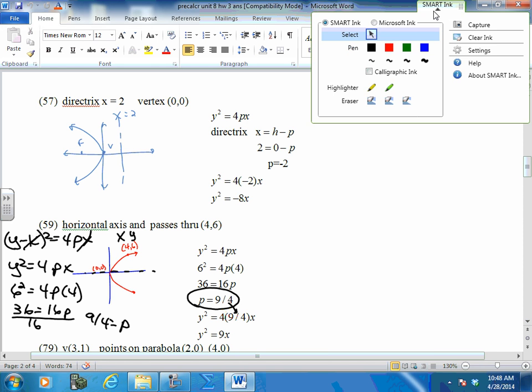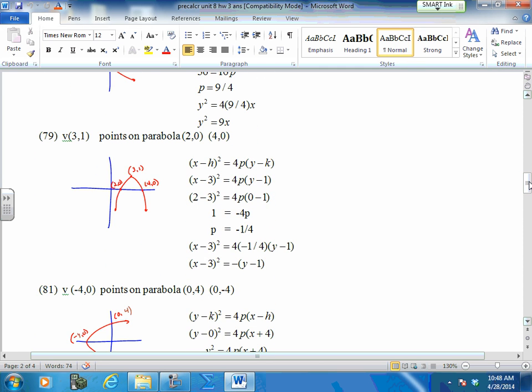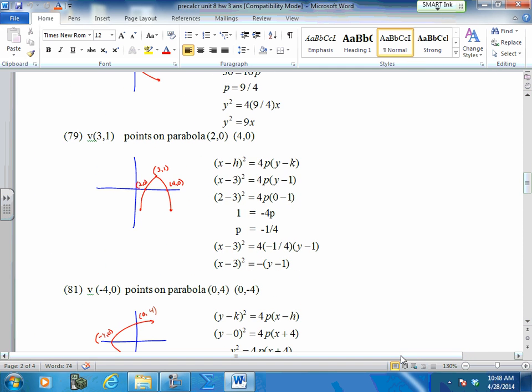I was missing something, which was where your vertex was, so I added the vertex to that. You have a vertex now that is not 0, 0, and you have 2 points on your parabola. So here's my 2 points. There's my vertex. As soon as I draw this, 3, 1, 2, 0, 4, 0, and I have no choice. This has to open down. I've got an x squared that opens down. Therefore, my P is negative.